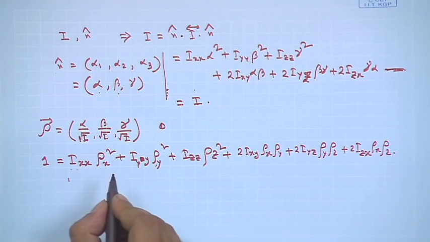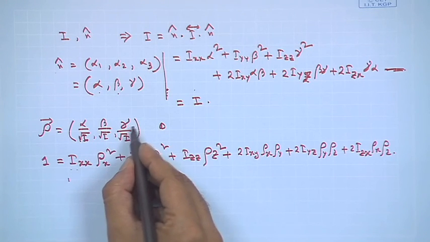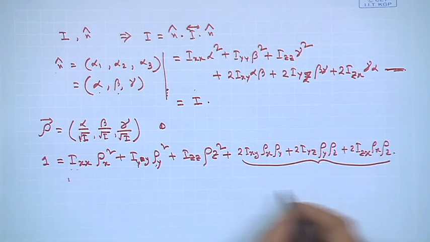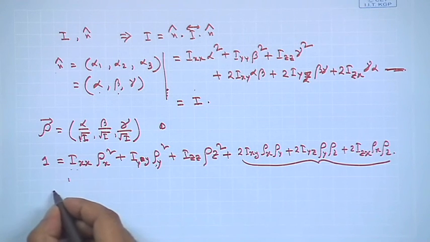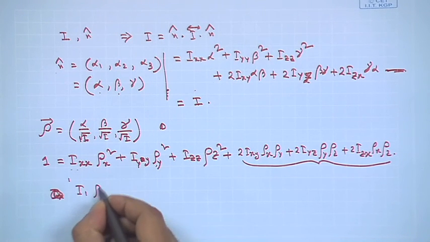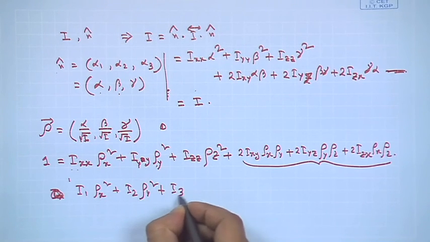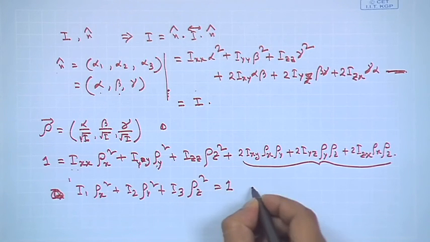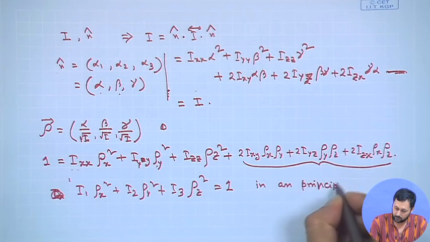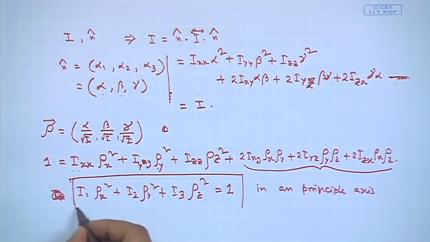Now, if that axis somehow coincides with the principal axis system, okay, so if alpha, beta, gamma represents an axis which is one of the principal axes, that is where all the cross terms will be equal to 0 and the equation will reduce to I1 rho_x square plus I2 rho_y square plus I3 rho_z square equal to 1 in a principal axis. So this is also an alternative definition of ellipsoid of inertia.